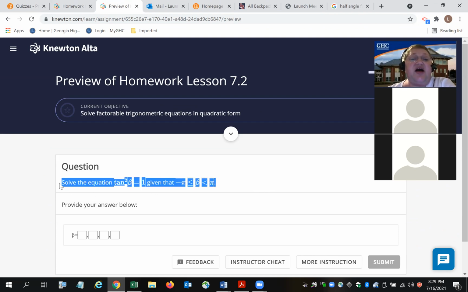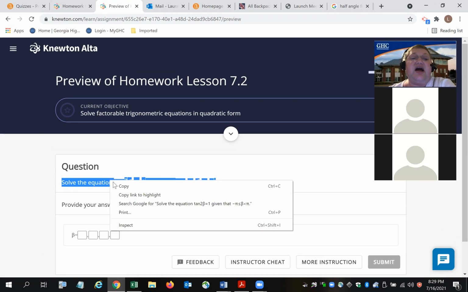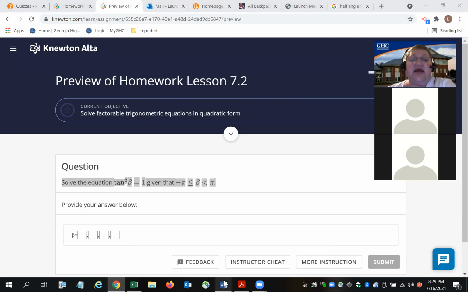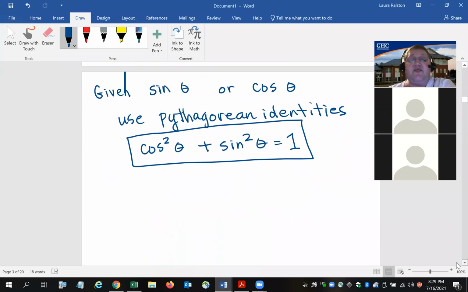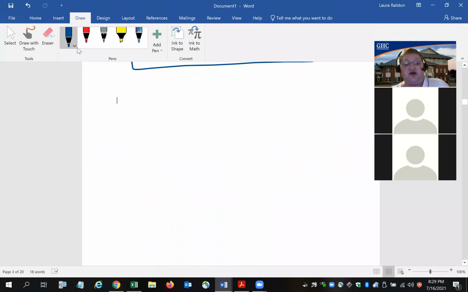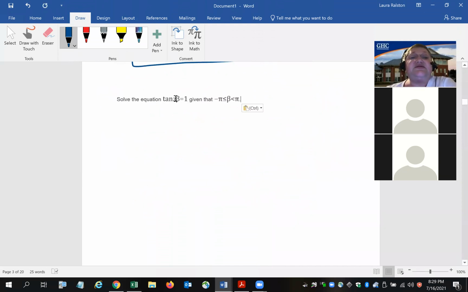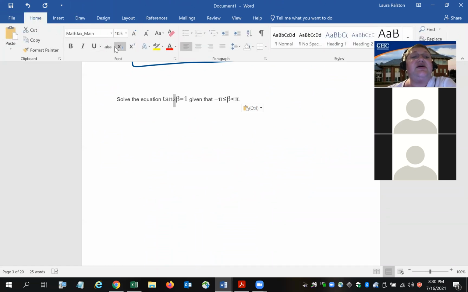Okay, so here's the question, guys. We're solving equations that are what they call in quadratic form. And so there are a variety of ways you can solve those. I'm going to copy this over to my work. Okay, so this one says tangent squared of beta equals 1, given that you're between negative pi and, it can be equal to, negative pi and positive pi. Okay, so the first thing I'm going to think about doing is solving this equation.